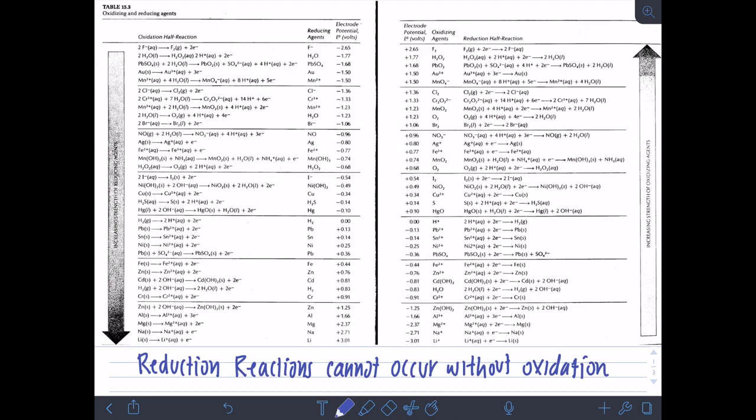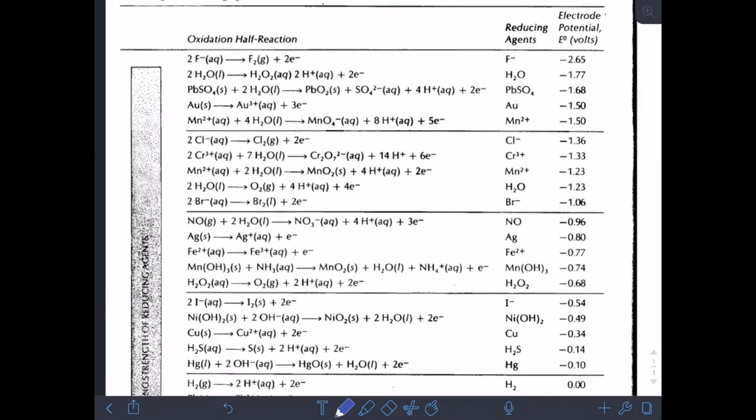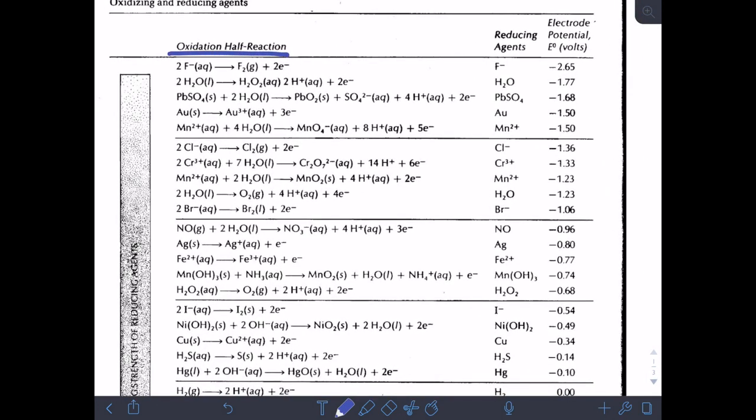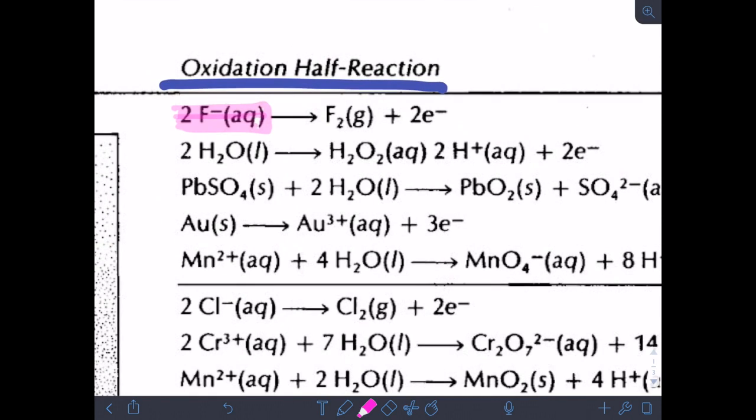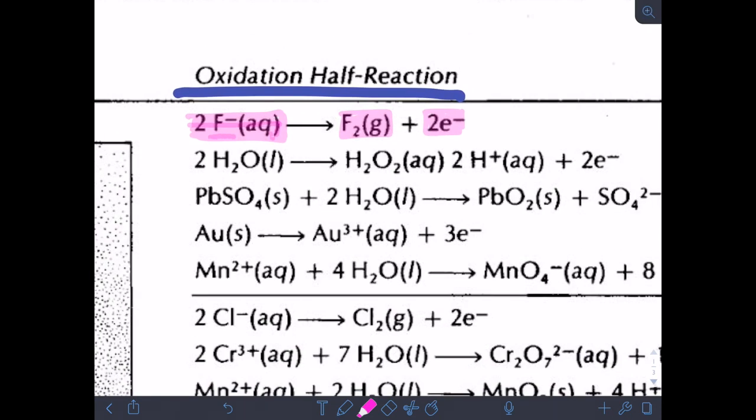On the left side of your sheet, you will see oxidation half reactions. The oxidation half reactions show a species that is being oxidized on the reactant side, so that'd be like F minus. And on the product side, it's showing what is produced from the oxidation of F minus. And F minus oxidizes into F2 and 2 electrons. So what this half reaction is showing us is that when 2 F minuses are oxidized, they produce 2 electrons.